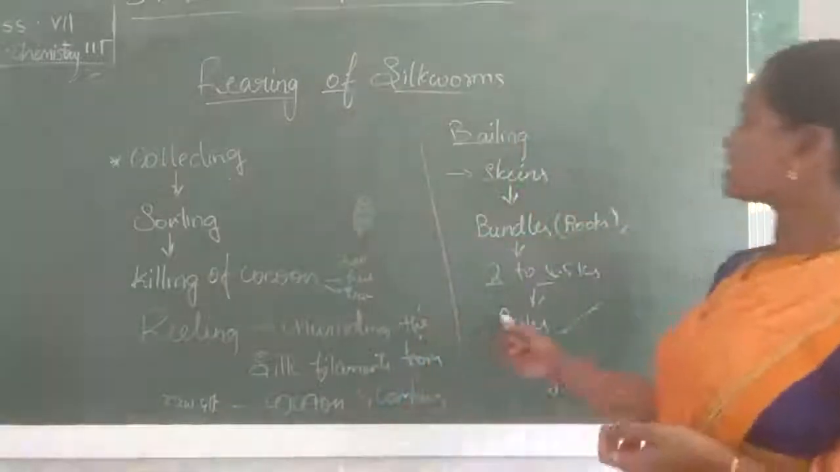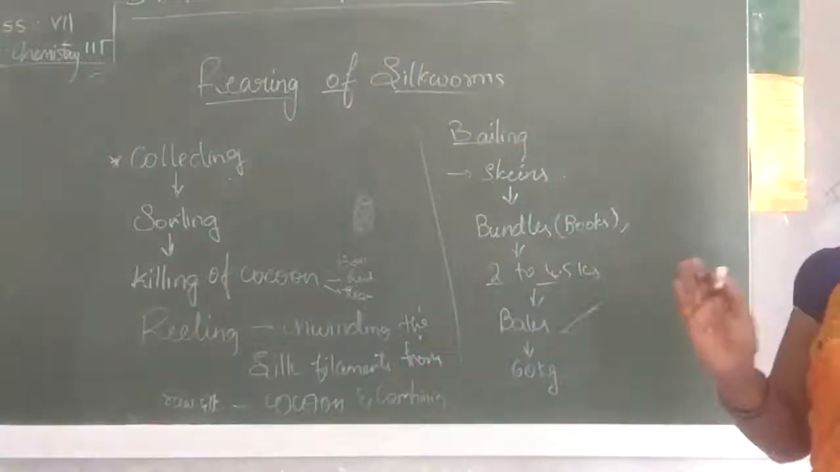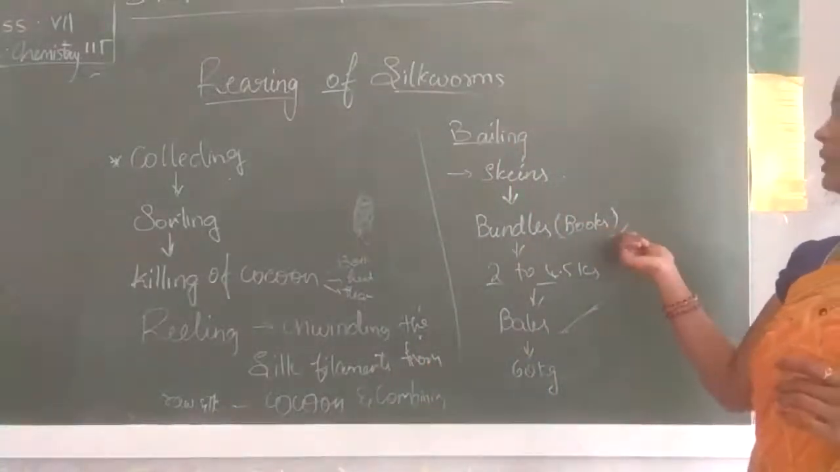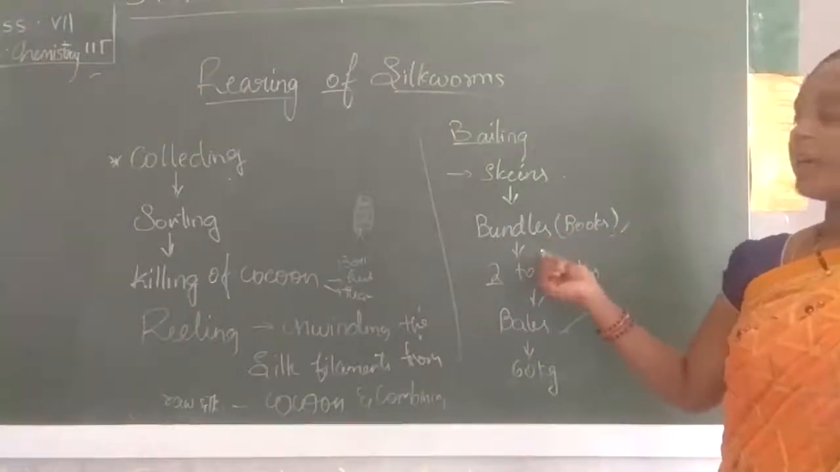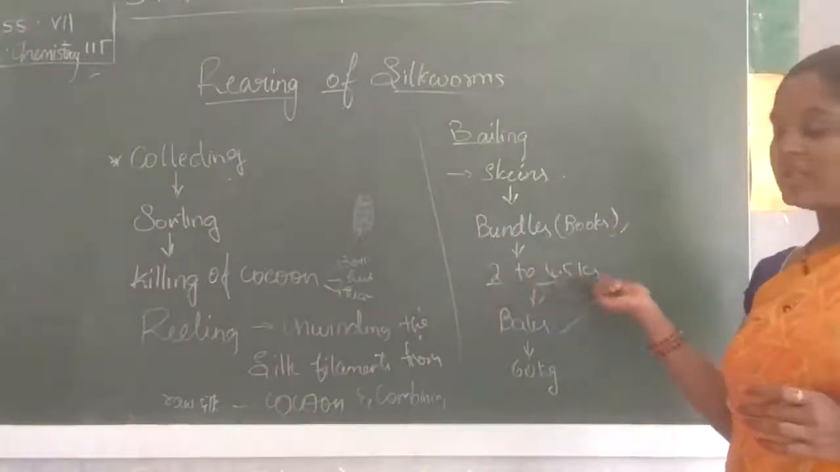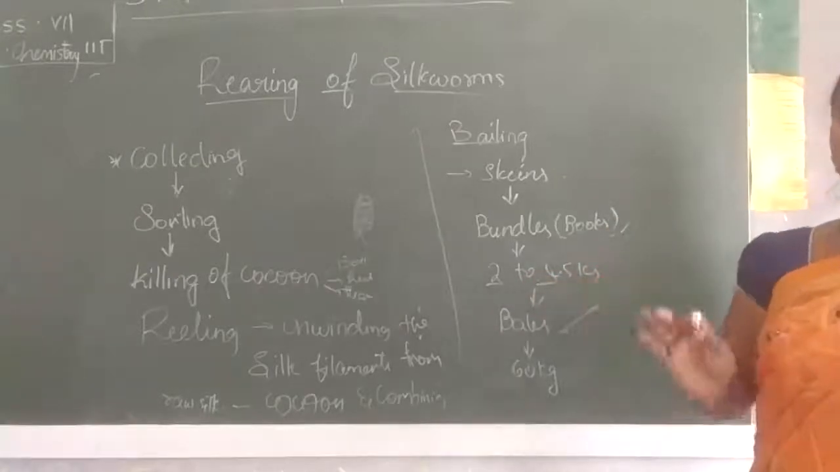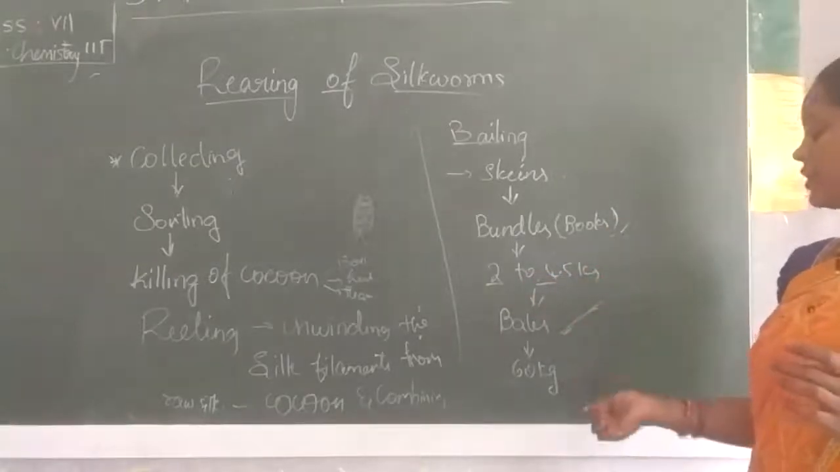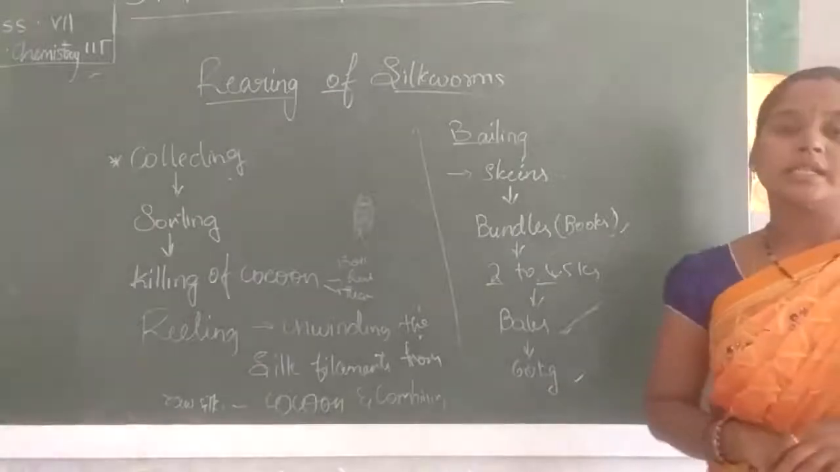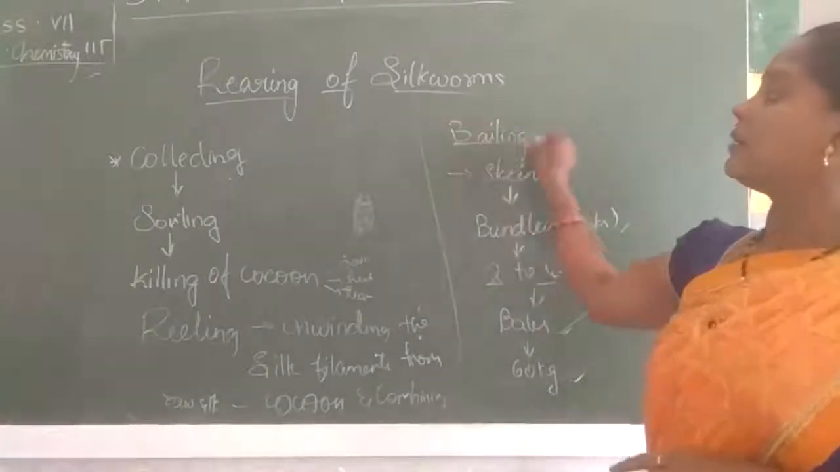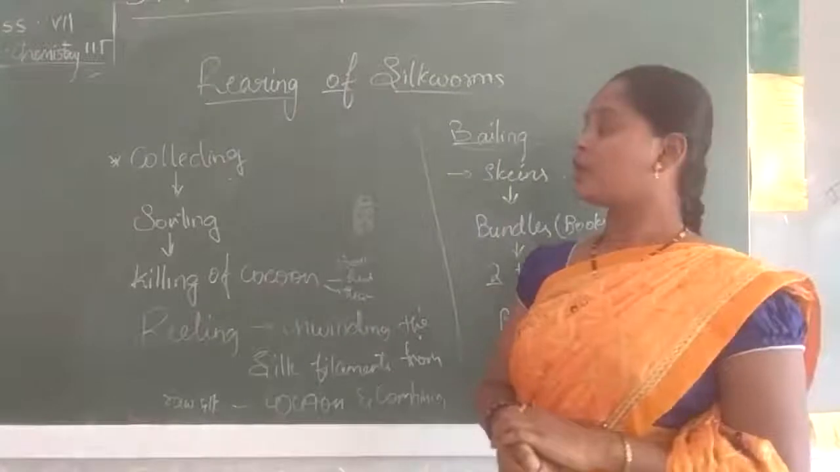Again, this raw silk will be grouped into books. Books are nothing but small bundles which weigh up to 2 to 4.5 kgs, and then these 2 to 4.5 kgs are again grouped together, known as bales, which weigh almost 60 kgs. This process is called baling. So this is regarding weaving of silk.